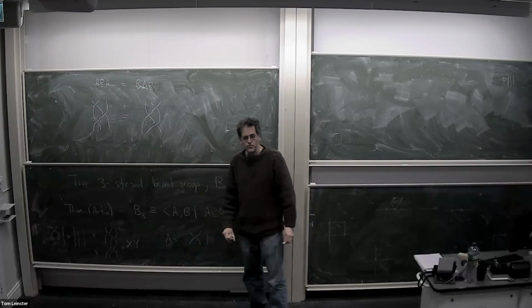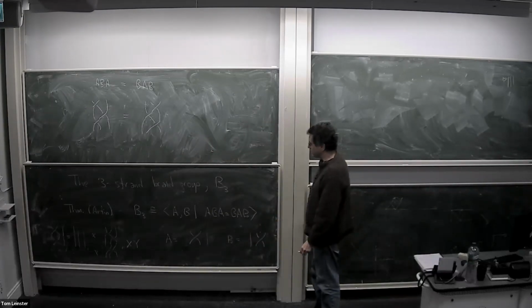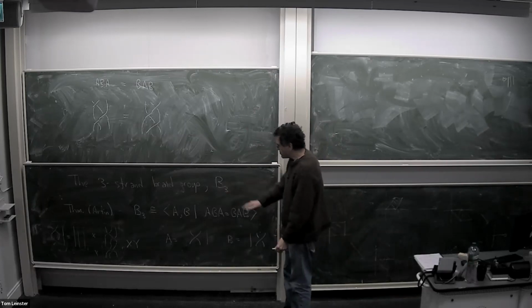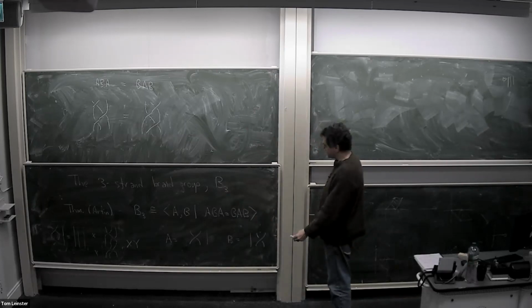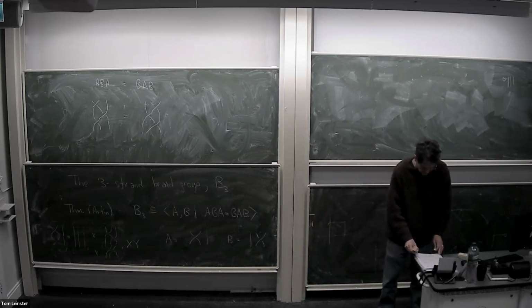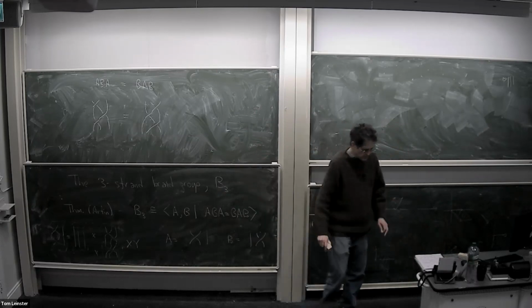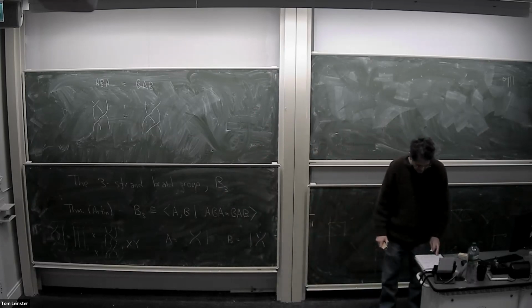So the hard part, of course, of the theorem is to check that this is the only relation you need, that all other relations that hold in B3 can be derived from this one. I'm not going to attempt to prove that, but that's a famous theorem called Artin's theorem. And he did it not just for 3-strand braids, but a similar, more general theorem for any number of strands.